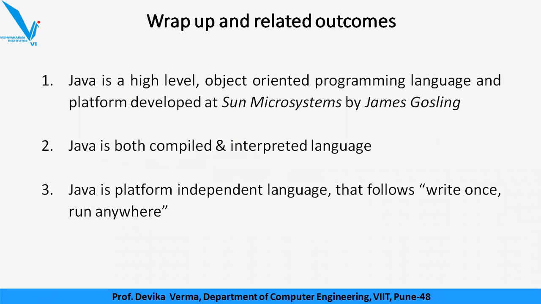To wrap up, Java is a high-level object-oriented programming language, and it is platform independent, which was developed by Sun Microsystems by James Gosling. It is considered to be both compiled and interpreted. I hope these three points are clear to you. We are going to discuss more on this again. The final keyword, we will be discussing, Tanmay. We will be discussing it ahead as we proceed with the course.